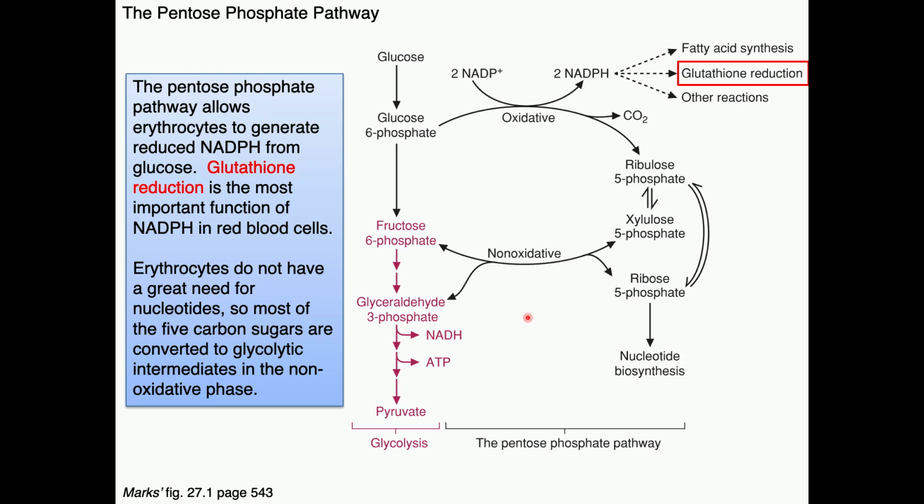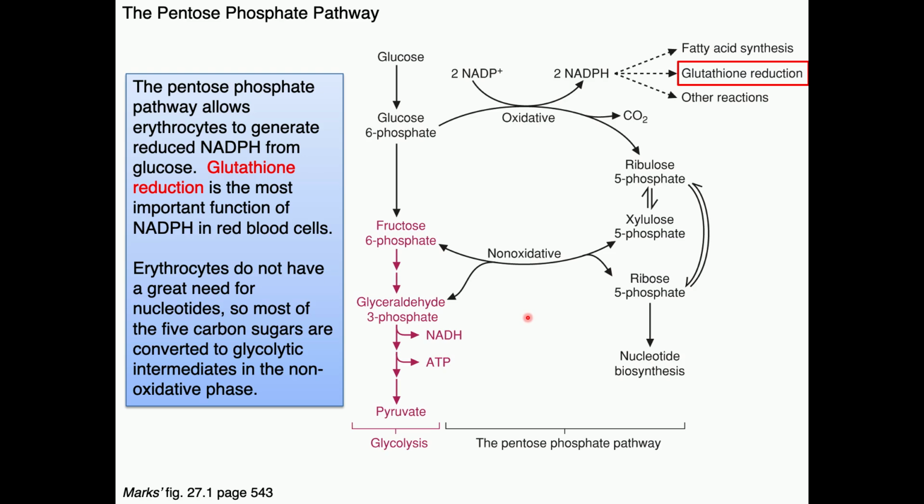We need some ATP around, but otherwise it's not dividing. It doesn't have a high requirement for nucleotide synthesis. So really, the 5-carbon sugar products of the pentose phosphate pathway in a red blood cell are going to be going through the regenerative phase, the transketolase and transaldolase reactions, to convert the 5-carbon sugars into either 6-carbon or 3-carbon intermediates of glycolysis. Okay, so really we don't do a lot of this in a red blood cell because we don't need to.